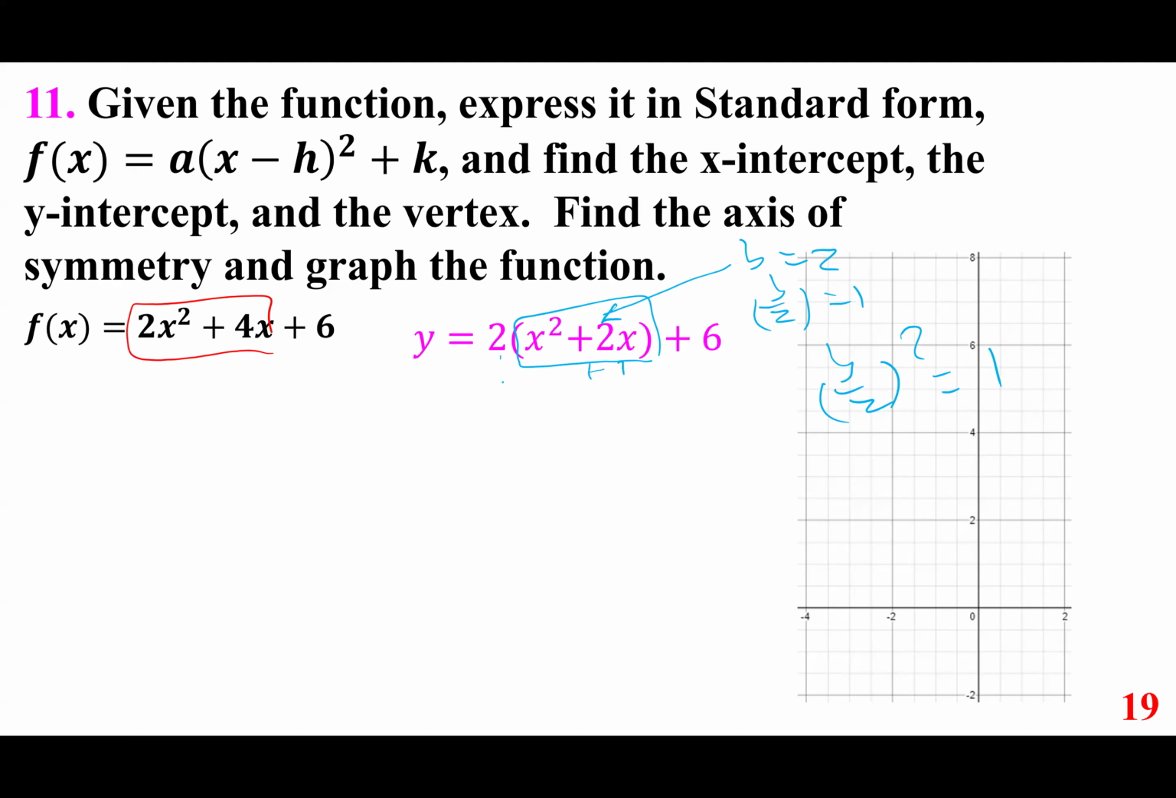So we are going to add 1 to this. If I add 1 to this 2, it means I'm really adding 2. So I either have to add 2 to the left side or subtract from the right side. In other words, I'm adding 2 times 1, so I'm subtracting 2 from the same side. That's the best course of action. So we get 2 times x plus 1 quantity squared plus 4, which means the vertex at negative 1, 4.